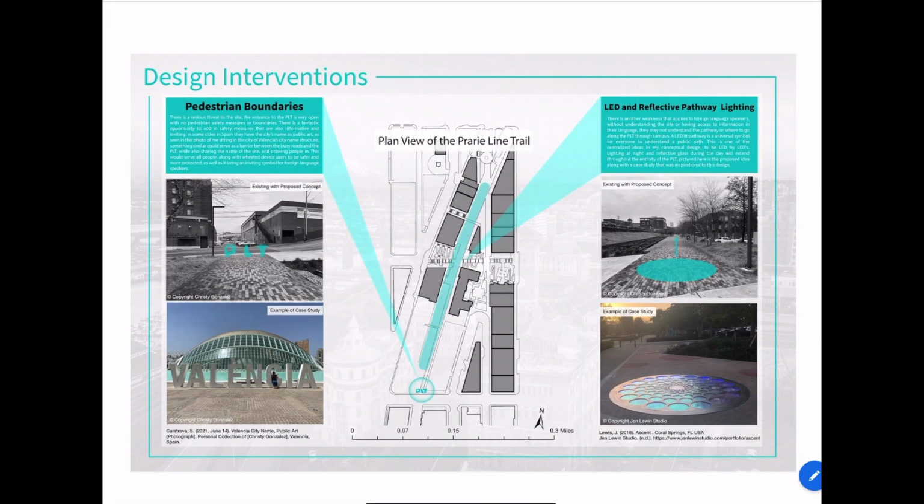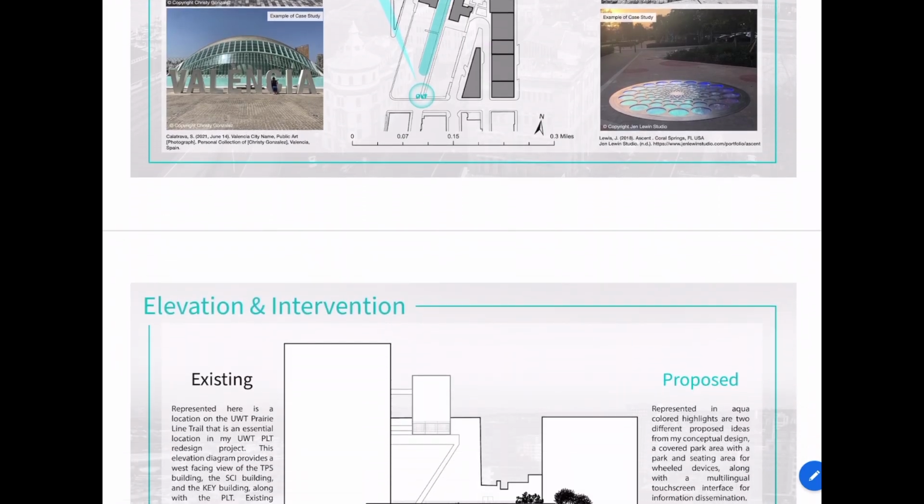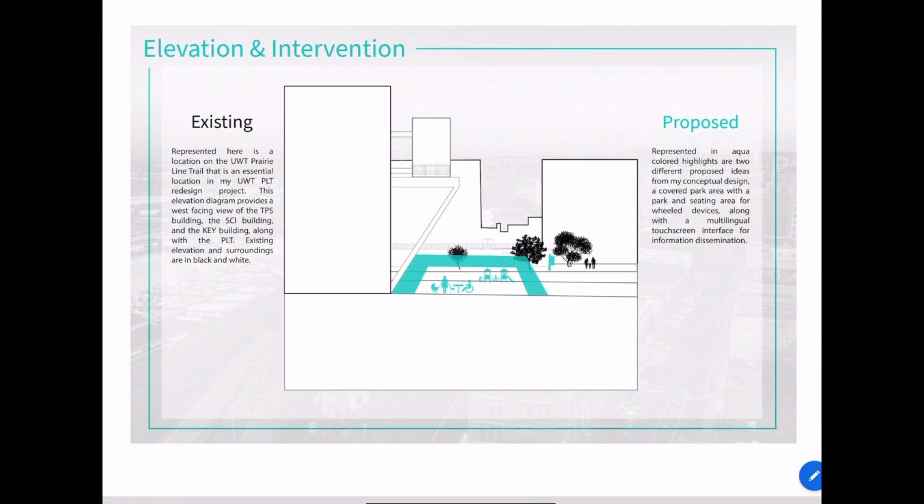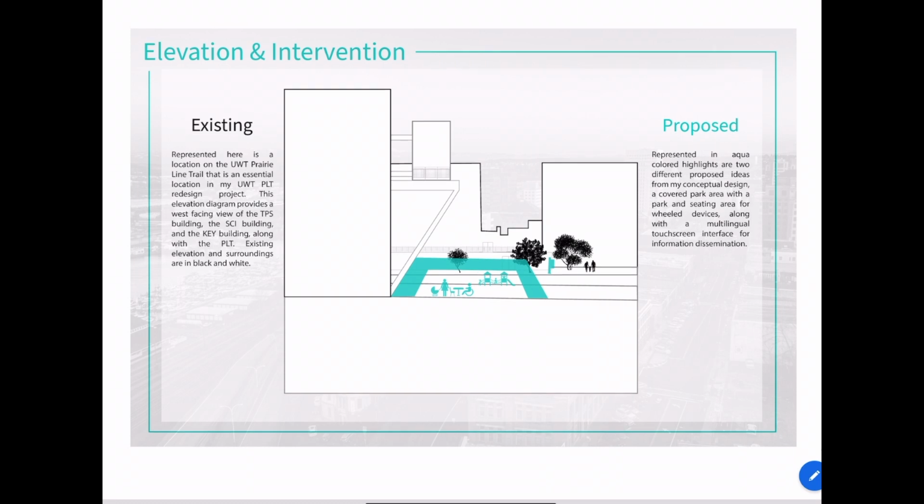On my final page of my UWT Prairie Line Trail conceptual design is an elevation diagram that is located close to the center of the site, and where I think adding in a socio-cultural node design aspect is important to bring in a sense of belonging. This is the center of my conceptual design, including two elements of my design interventions.